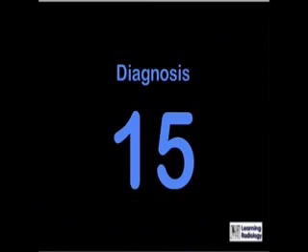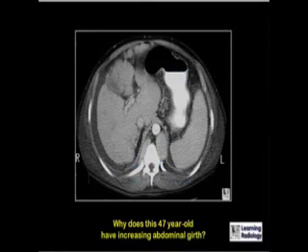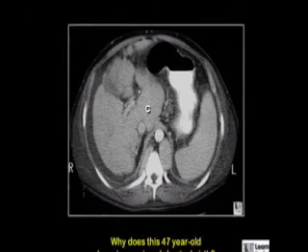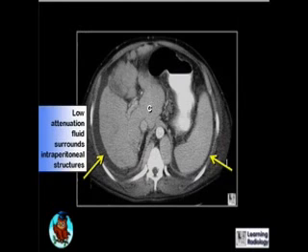This is diagnosis 15, the last in this podcast. Why does this 47-year-old have increasing abdominal girth? There is a low attenuation material that surrounds the intraperitoneal structures like the liver and the spleen. The C represents an enlarged caudate lobe of the liver, and this patient has ascites from cirrhosis.